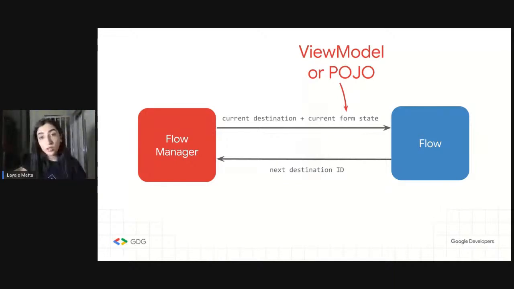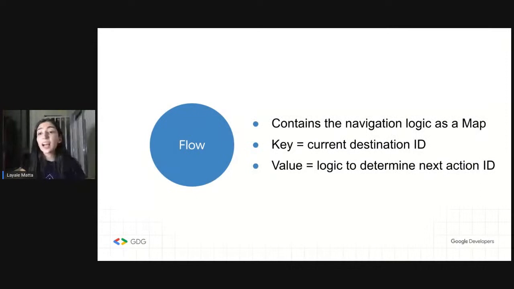So in conclusion, this flow is actually a map. It's the navigation logic that we have inside our app as a map. The entry point, the key, is our current destination ID, and the answer, the value, is the logic that helps us determine which action we should do next.